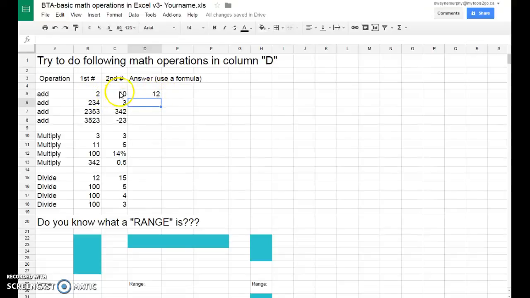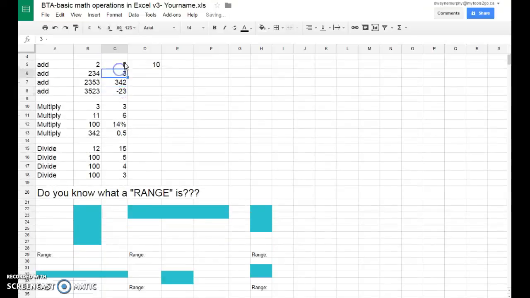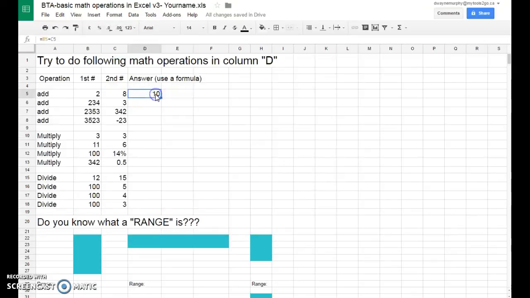2 plus 10 is 12. I used cell references instead of hard coding the numbers 2 plus 10. I said I want to add whatever's in B5 plus whatever's in C5. So that's a well-formed formula. It uses variables, or cell references, which is great. Now, if I change one of the values, say I change the 10 to 8, the value here changed too, because I used cell references.